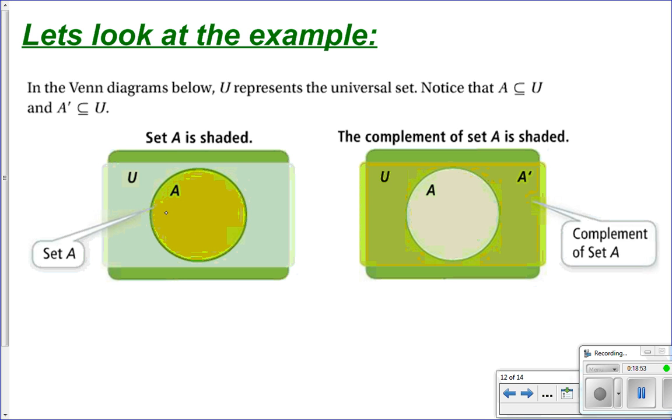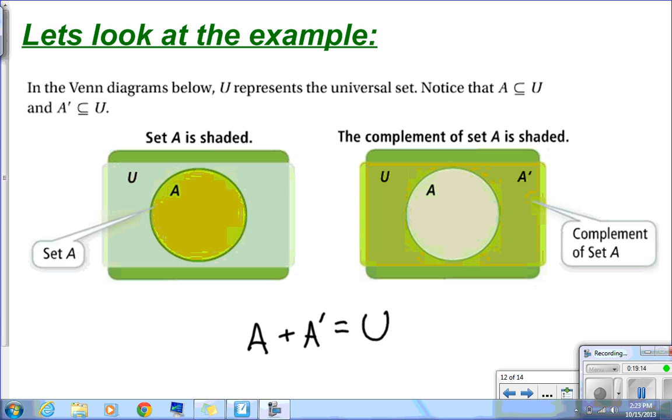Well, everything that doesn't belong to set A is going to be called A prime. That's contained in the entire universal set. It's contained in everything. But A prime is everything that doesn't belong in A. So A plus A prime, if it helps you think about it, make up the universal set. So once again, everything in set A and everything in the complement of A makes up the universal set.